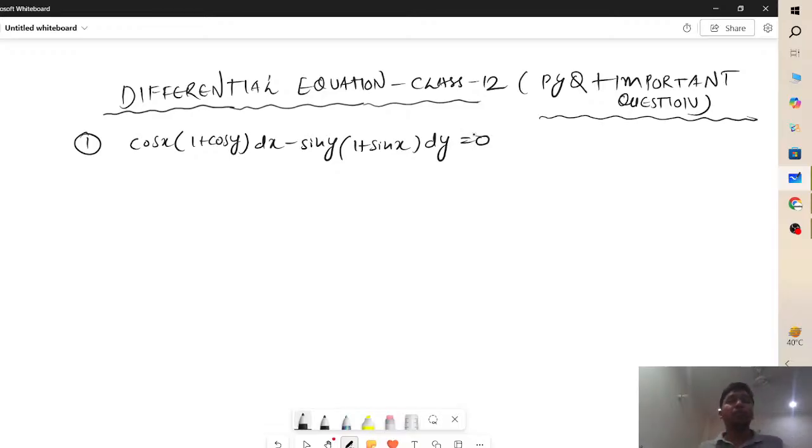Now you can take a pause of 30 seconds and think how to solve this question. Then we move toward the solution for this question.